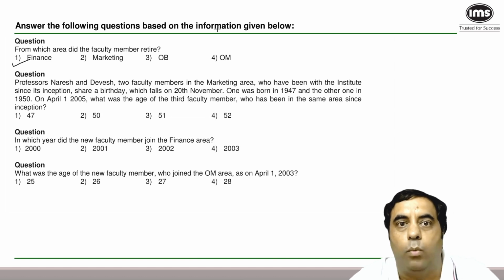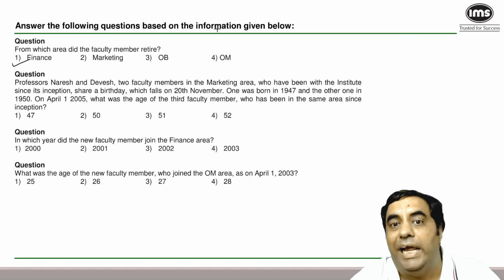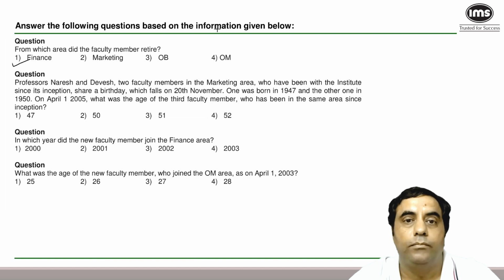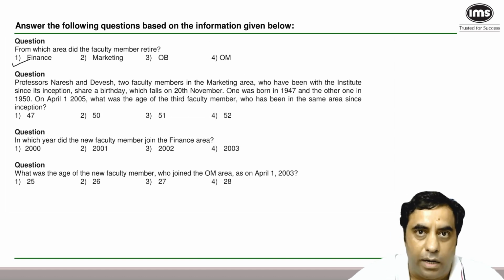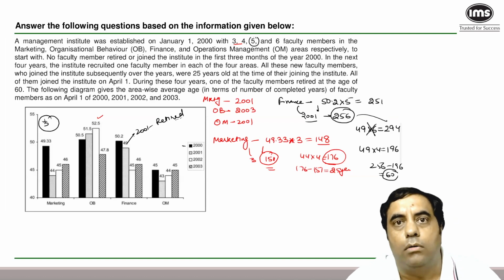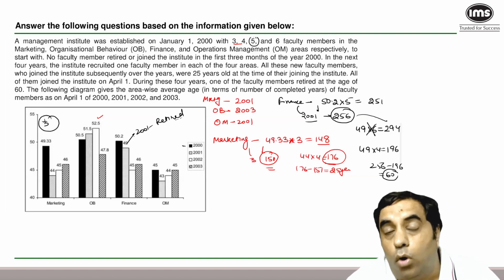And on April 1, 2005, what was the age of the 3rd faculty member who has been in the same area since inception? Now, we know that in marketing, they're given that initially there are 3 members, right? So now they're asking what is the age of the 3rd member.